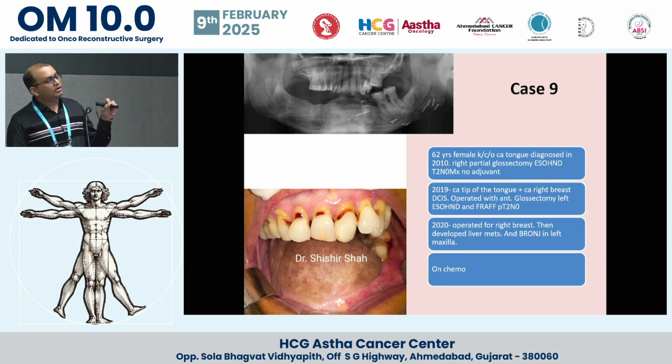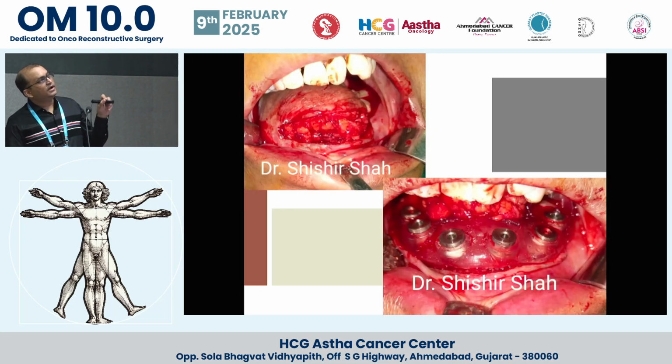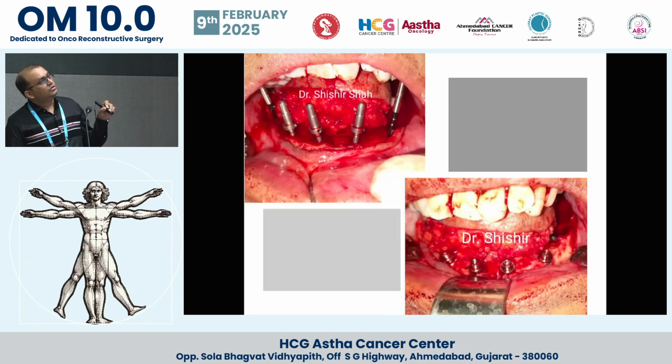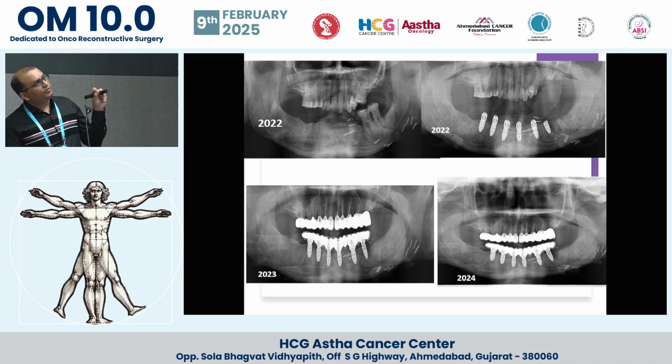So we explained to her all the pros and cons, and then we went ahead with simultaneous placement of implants and debulking of the flap and release of the tongue as well as the lip. So these are the implants placed. Then from 22 we gave her teeth like this. Later on she was operated for breast malignancy. Then she developed bronze in upper left maxilla and right mandible, and now she has liver mets also, but still she is with teeth.